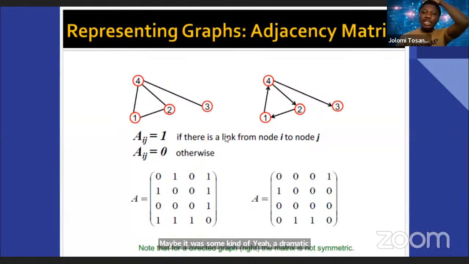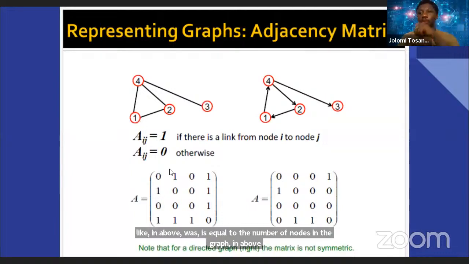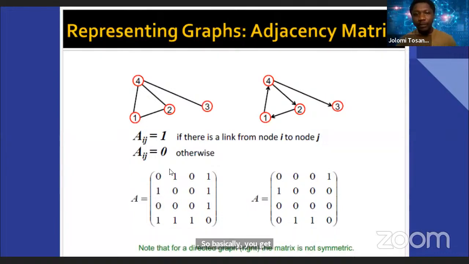There's something called the adjacency matrix, which is basically a matrix. It's a square matrix, where the number of rows is equal to the number of nodes in the graph, and the number of columns is also equal to the number of nodes. So basically, if there's a connection between two nodes, we are going to give a value of 1 in that adjacency matrix. For example, there's a connection between node 1 and 2.